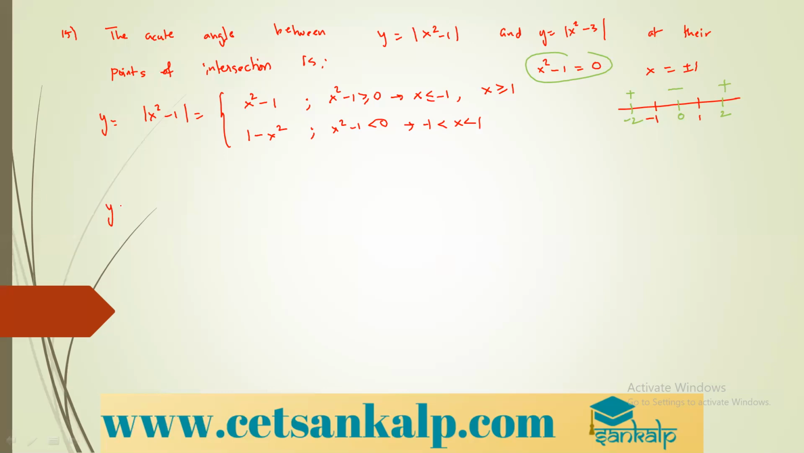Similarly, the graph x square minus 3 also I can write as a piecewise function, x square minus 3 and 3 minus x square. Here when x is less than or equal to minus root 3, or x is greater than or equal to root 3. And here x is between minus root 3 and plus root 3. The piecewise function I can write.